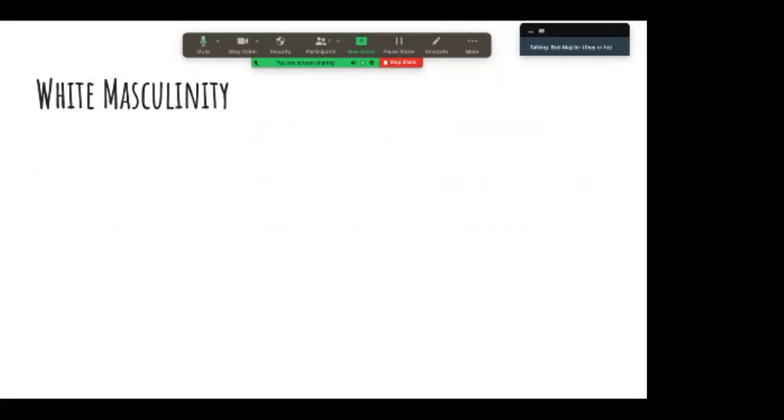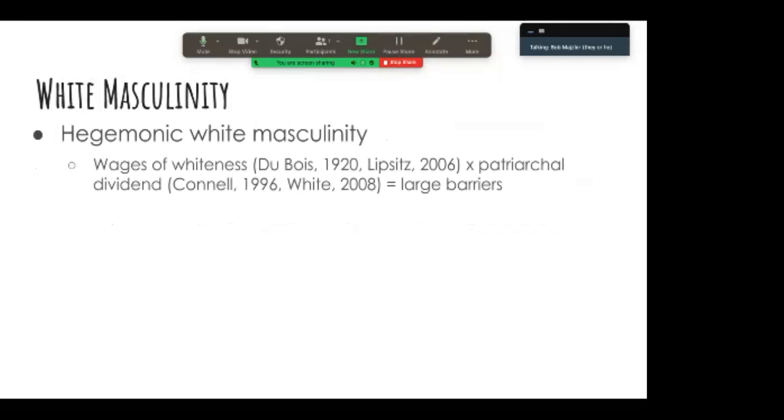So let's talk about white masculinity, and we have talked about this a little bit in class. The dominant form of white masculinity in our society is the hegemonic white masculinity, and it is connected to ideas of the wages of whiteness and the patriarchal dividend. So wages of whiteness, we mentioned that a few weeks ago when we were talking about racism, that whiteness divides the working class by giving white people a wage of whiteness.